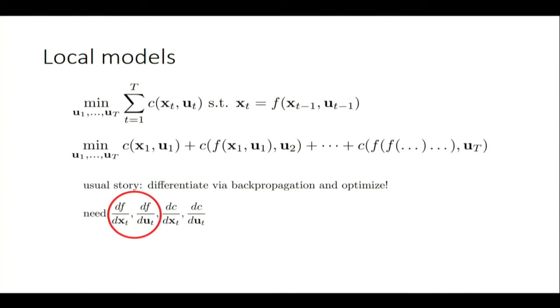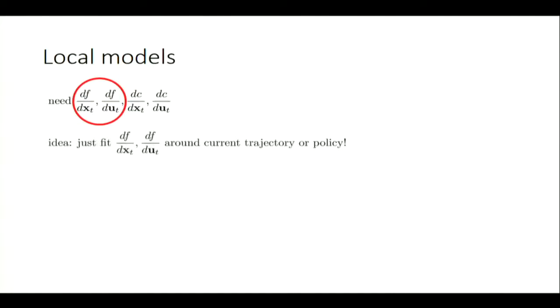So why not just take the current trajectories that you're executing, try to figure out what the derivatives of the dynamics around those trajectories are, and just plug those into your optimal control algorithm, plug those into LQR, for example. And we can do that, and that allows us to use local models. So we're just going to fit the derivatives around the current trajectory or policy.